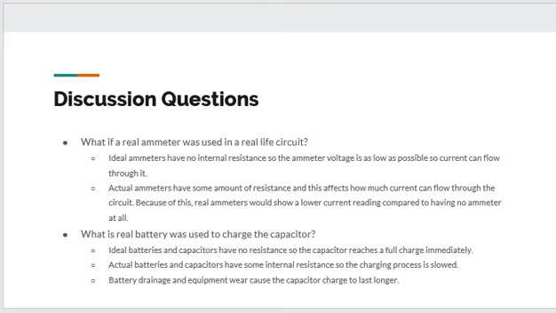Furthermore, if a real battery and capacitor had been used, then there would be some resistance in these components, so the capacitor would charge slower as opposed to what occurred in this lab, where the components had no resistance and the capacitor was able to charge immediately.